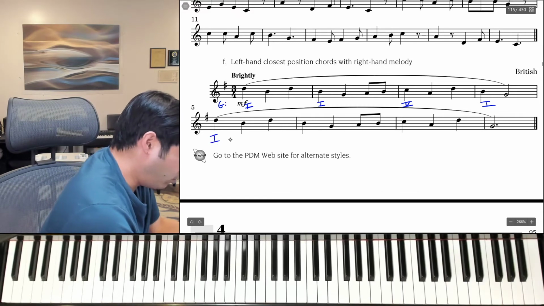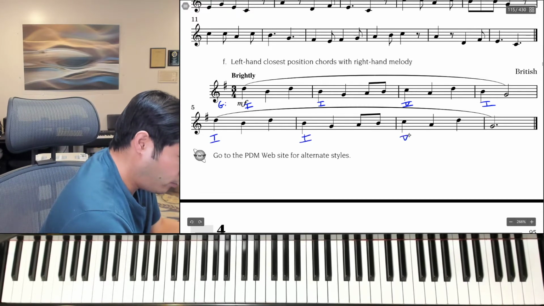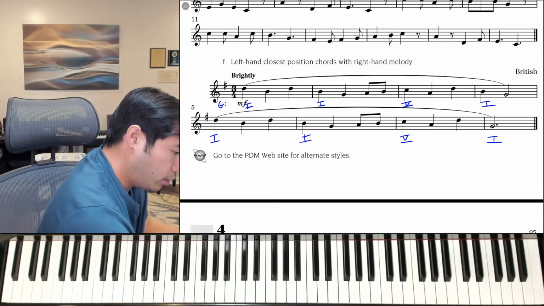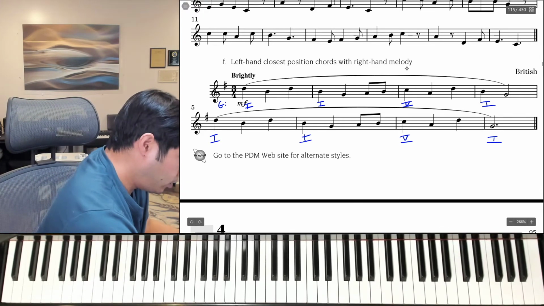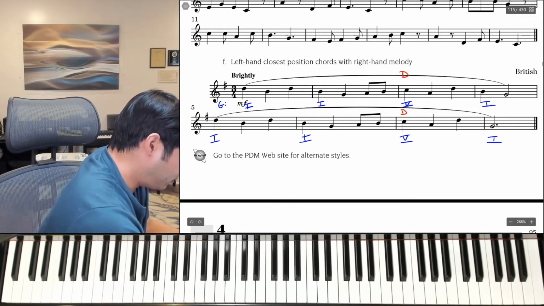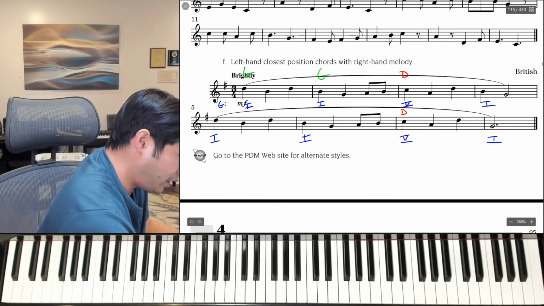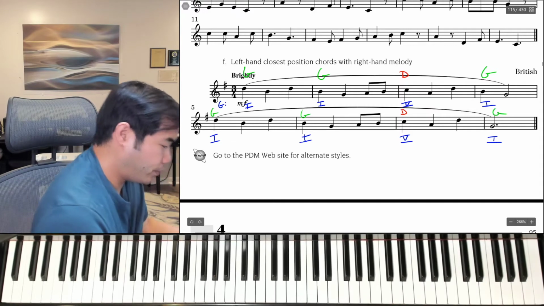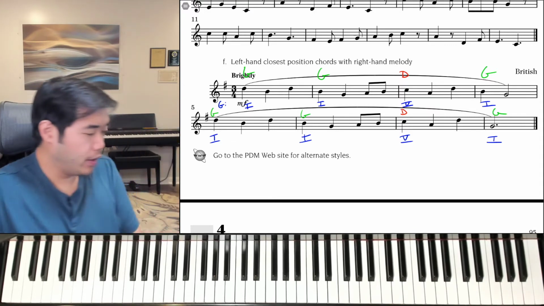Next measure is the same. 1 chord, 5, back to 1. If I write in my lead sheet symbols here, 5 chord is a D chord, and a 1 chord is a G chord. So G, G, D, G. Again, keeping it nice and simple.